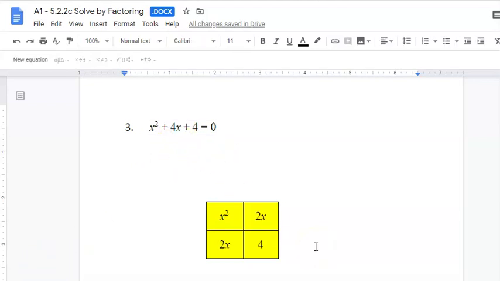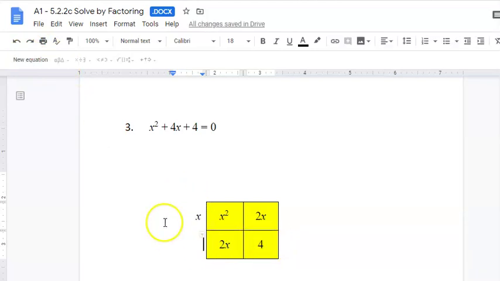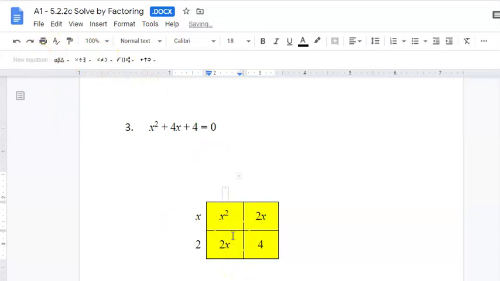Next, we need to place common factors on the side of the box. On this top row, the two terms have a common factor of x. So let's put an x. On the bottom row, the two terms 2x and 4 have a common factor of 2. In the left column, the two terms have a common factor of x. And in the right column, the two terms have a common factor of 2.